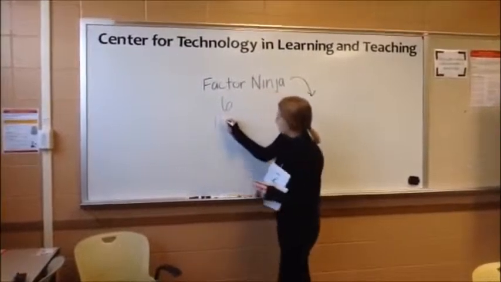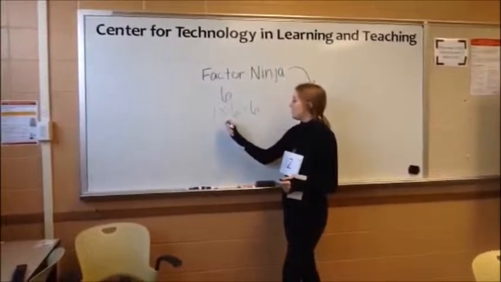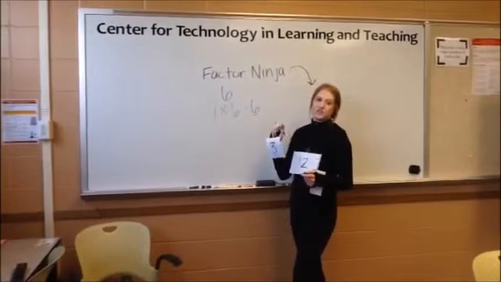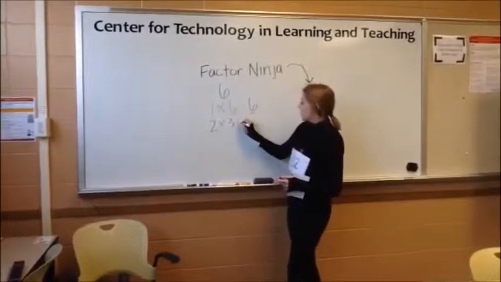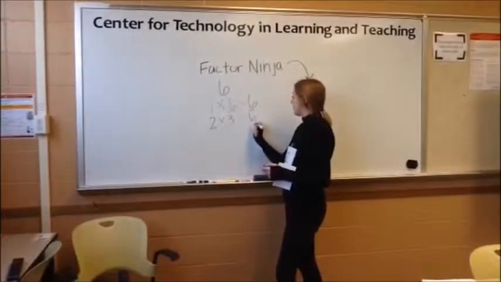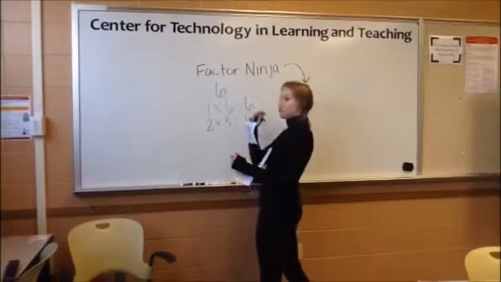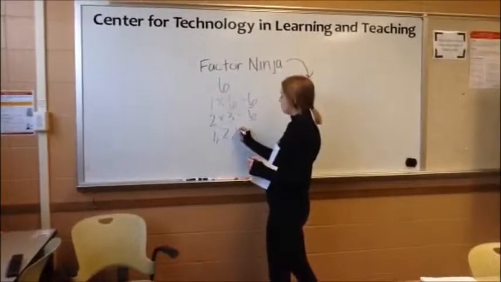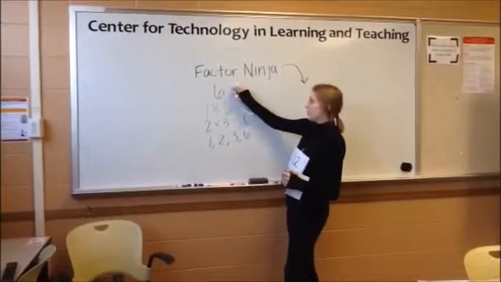So I know that 1 times 6 gives me 6. So this tells me that 1 and 6 are factors of 6 because they multiply to give me that product of 6. I also know that 2 times 3 equals 6. 2 and 3 are also factors of 6 because they multiply to give me the product of 6. So, because I'm the Factor Ninja, I can chop up 6 and get the factors of 1, 2, 3, and 6 because they all go into that number of 6.